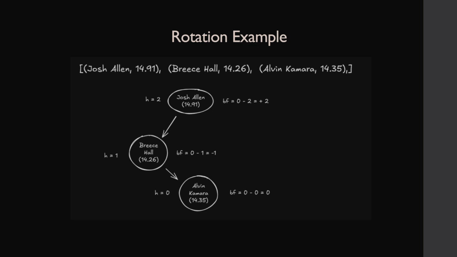So here's an example of rotation. We have our initial insertion order at the top, and this is the structure before rebalancing. As we can see, Josh Allen is the root with a left-heavy child, and that left-heavy child has a right-heavy subtree. Looking at the balance factors for each, we see that we have a balance factor of -1 and +2, which infers that we need to do a left rotation on this node.